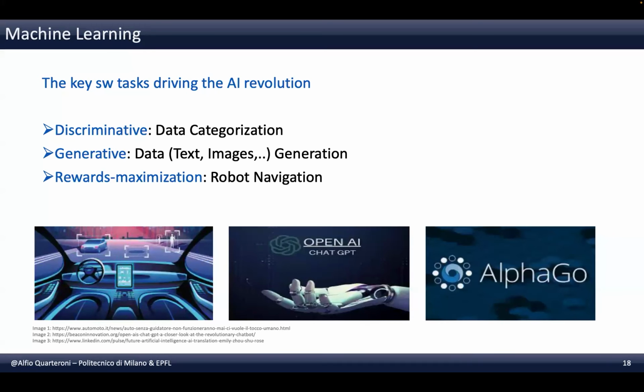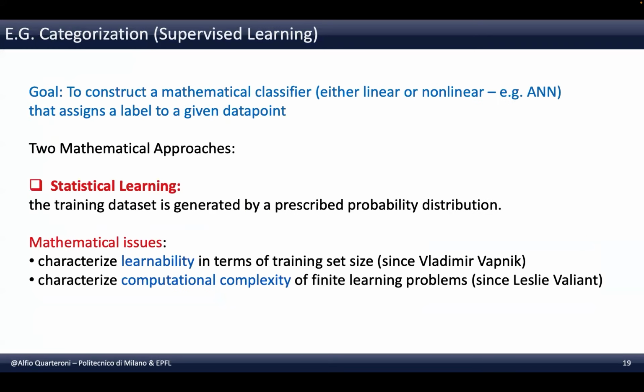So machine learning, we can classify the tasks in 3 different families, I would say. Remember that this is the ability of machines to learn without being programmed for that. Right? The first is what can be called discriminative, for data classification, data categorization, for example. The second one is generative, like the large language models, like ChatGPT, and this is for data generation, text generation or image generation. And the third one is reward maximization. So those are the three main families of applications.